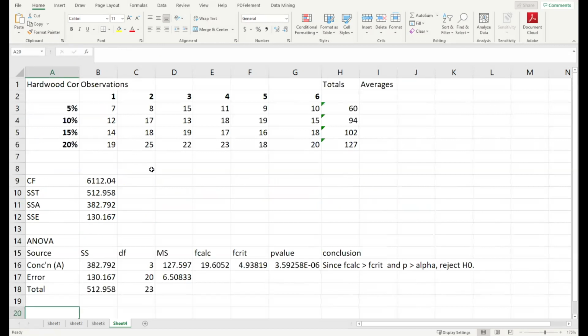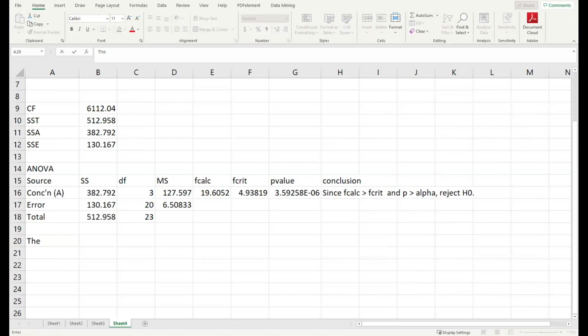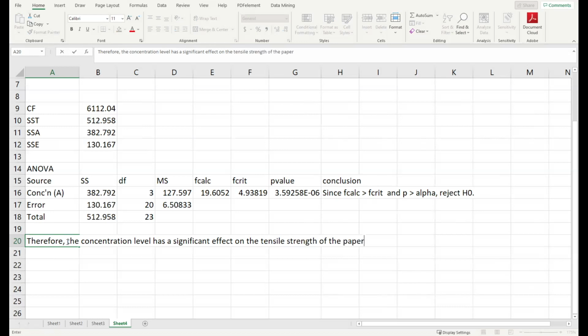Therefore, our final conclusion is... what was it again? We can say that... I didn't write the H1 and H0. I should have written H1, H0 and HA first. But we can say that therefore the concentration level has a significant effect on, what was our response? Tensile strength of the paper. We can write it like that. Sorry, thank you. P is less than alpha, because the area on the right side should be smaller. Thank you, Russell. Okay.